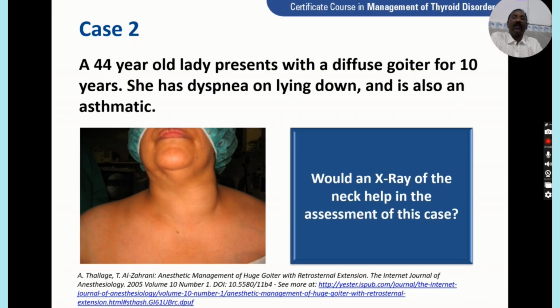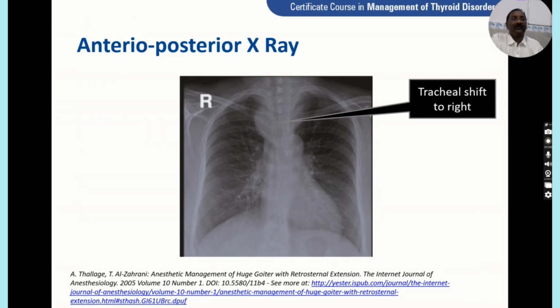A 44-year-old lady presents with a diffuse goiter. See the goiter, very big in size, mostly on the left side. For 10 years, she has had dyspnea on lying down and is also asthmatic. Would an X-ray of the neck help in the assessment of this case? So let us have an X-ray.